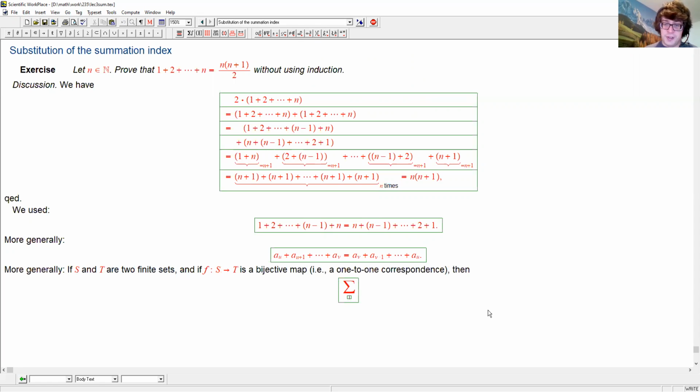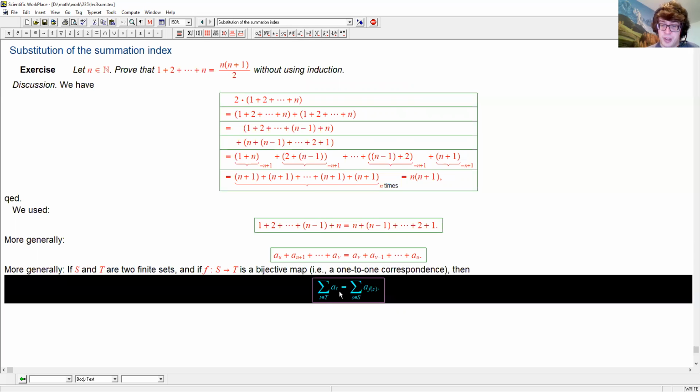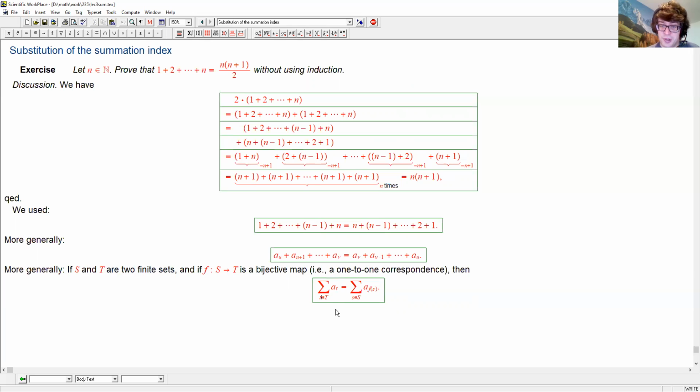Then, if you have a sum over the elements of T, you can relabel it as a sum over all the elements of S. Why? Because these two sums have the same addends. This is why we need f to be a bijection. And this is a particular case of this formula because you can take a bijection from this interval u to v to itself, which just sends the smallest number to the largest, the second smallest to the second largest, and so on.